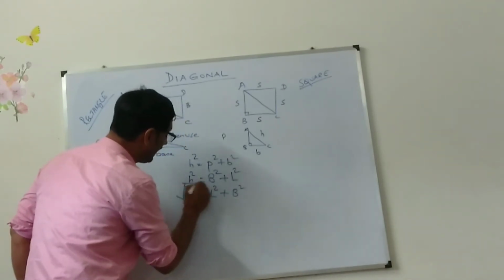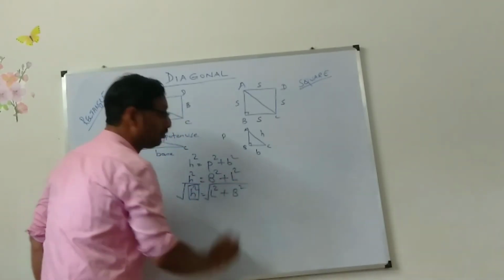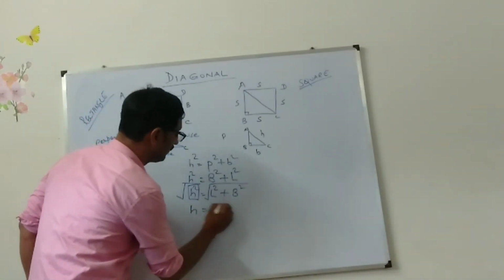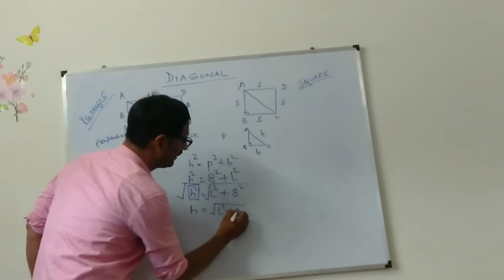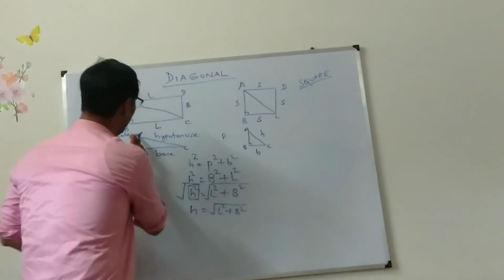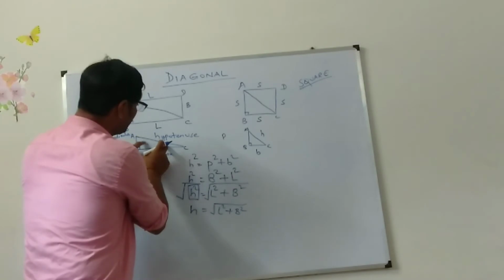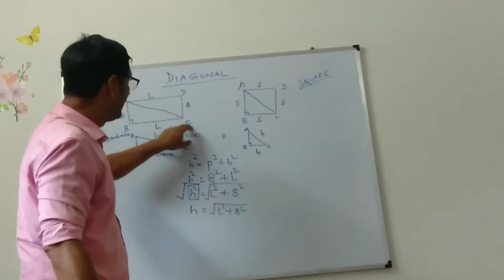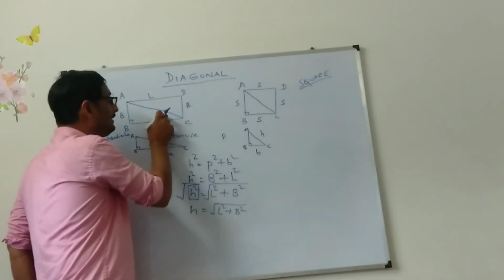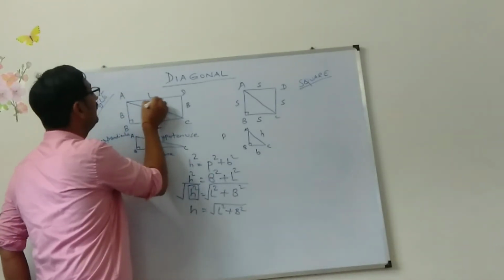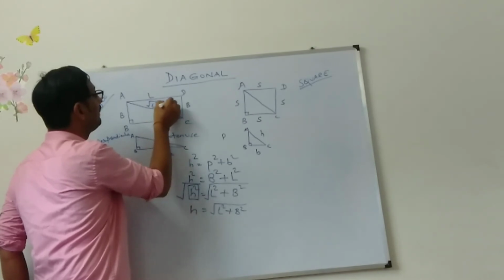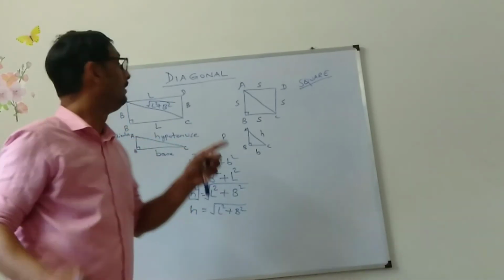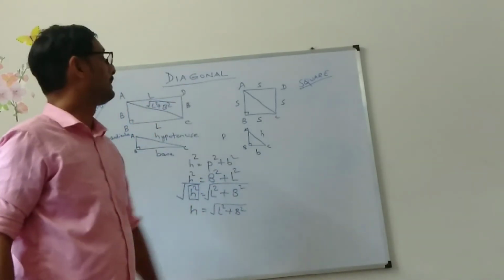So I'll take the square root. Both sides have to be square rooted. So what answer will you get? H is the square root of L square plus B square. With respect to the triangle this is H, but with respect to the rectangle, this H is nothing but root over L square plus B square. So the length of the diagonal of a rectangle is root over L square plus B square.